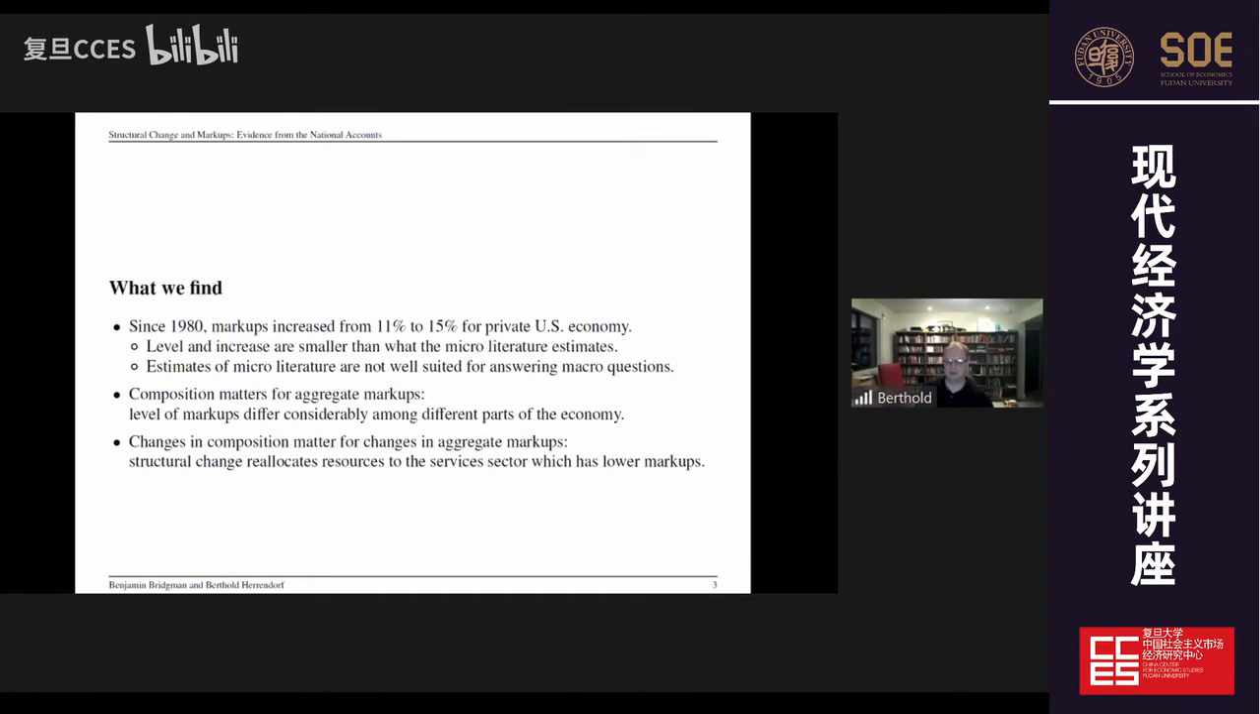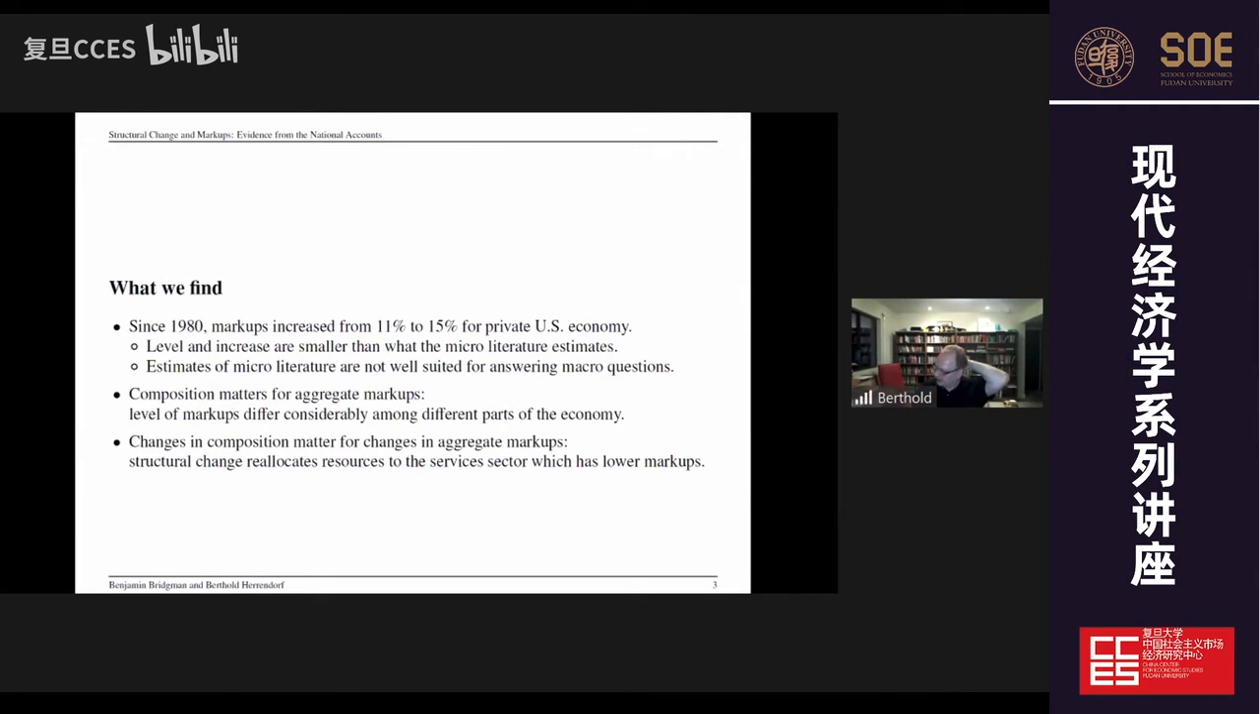It's always the same trick in every single paper. Structural change reallocates resources to the services sector. And it turns out the service sector has lower markups, so you measure fairly big and increasing markups in the goods sector, which much of the micro-literature focuses on. But when you aggregate, that doesn't translate one-to-one into large and increasing markups at the aggregate level, because there's this other sector where things are very different.